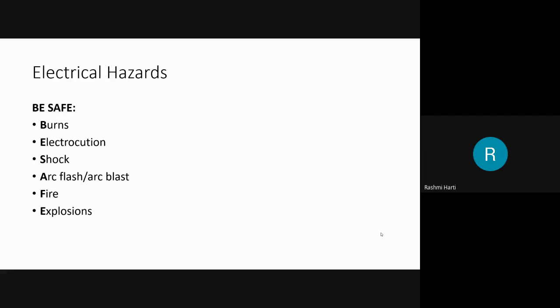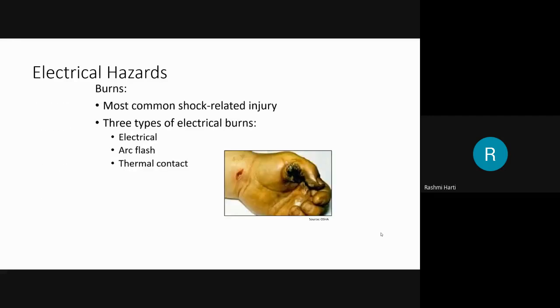Okay, so these are the electrical hazards which do take place. Now, when I say burns, burns are the most common shock-related injuries, which you could see here. There are three types of electrical burns: electrical burn, arc flash, and thermal contact.